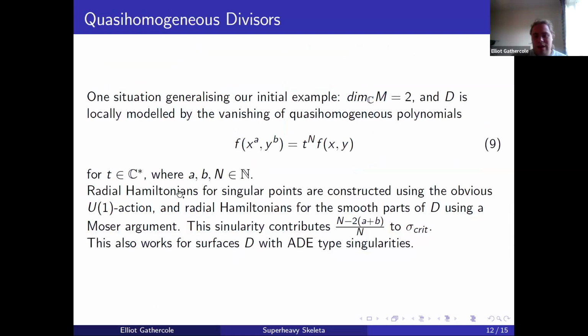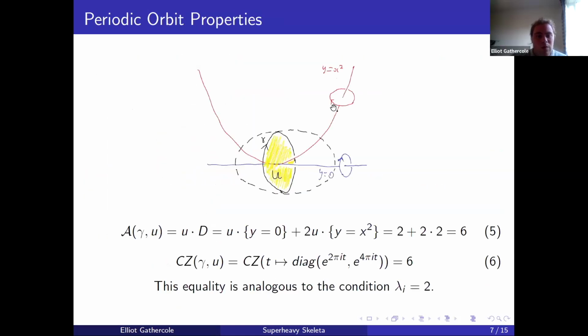And one way that the previous example would be generalized is if you have a divisor where all the singular points have a form like this, where we have some local holomorphic coordinates with a C star action with some weights on our coordinates, such that the divisor is cut out by a polynomial which is homogeneous with respect to those weights, then we can use that C star action to construct a U1 action, which we can use in the same role that we used this action.